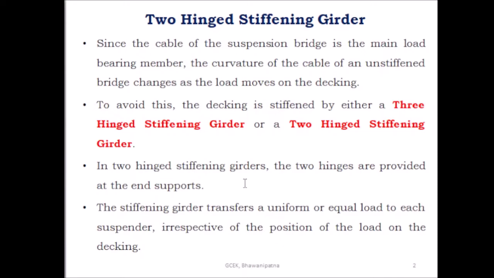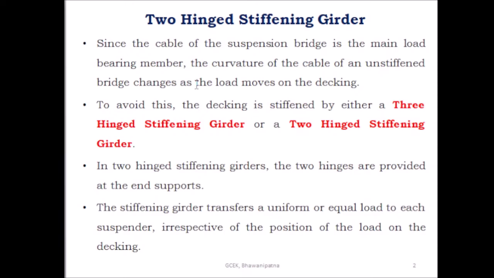Then what is a stiffening girder? The stiffening girder constitutes the bridge deck. Its role is to keep the structure quite stiff. It also helps to distribute the applied loads on the deck and transfer them to the cable through the hangers. There are two types of stiffening girders: two-hinge stiffening girders and three-hinge stiffening girders. Here we will discuss the two-hinge stiffening girder.